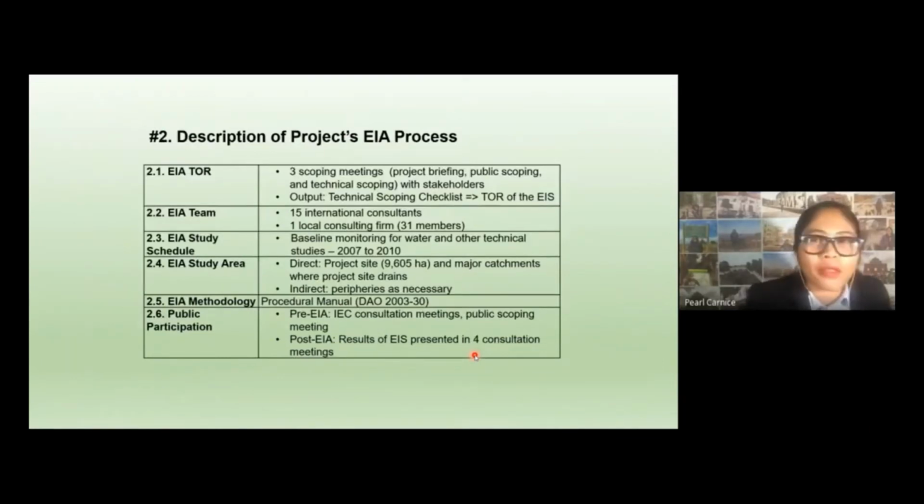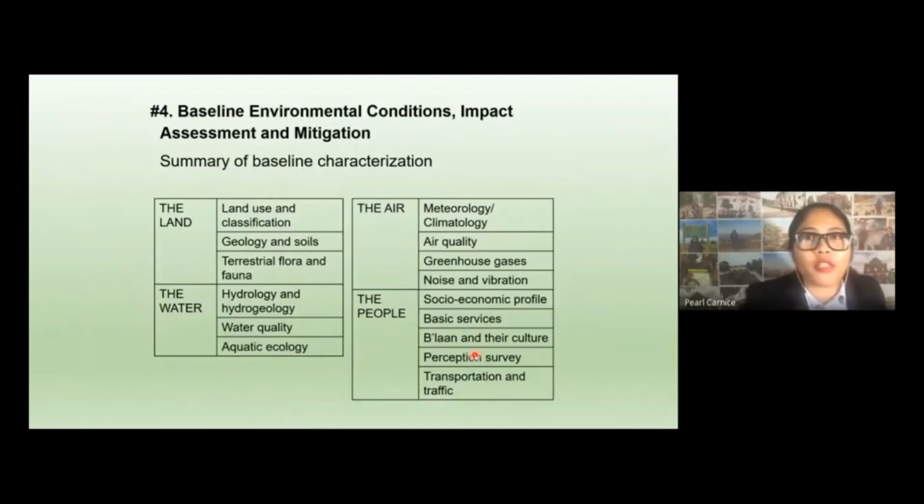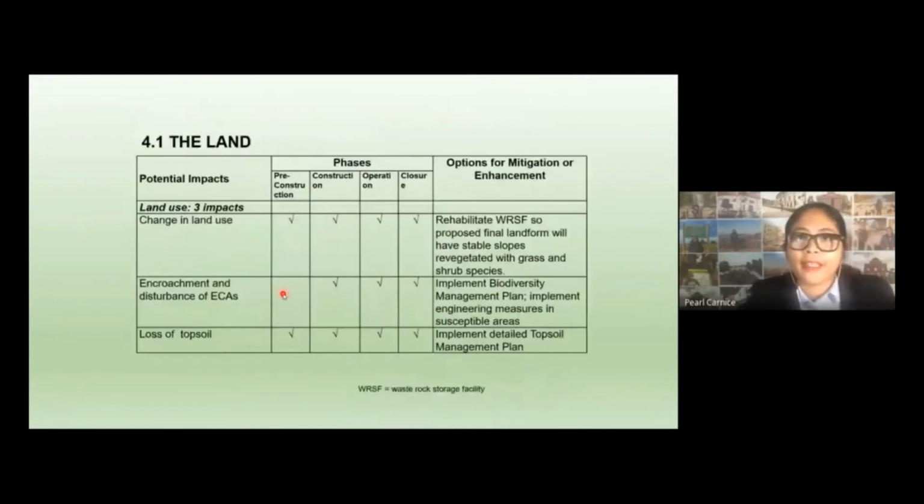Just to give you an example, this is their baseline information conditions impact assessment. They classified what parts of the ecosystem will be impacted by their project: the land, the water, the air, and the people. And this is the land. They have 3 impacts: change in land use, encroachment and disturbance of the ECAs, and loss of topsoil. And then they have the phases of pre-construction, construction, operation, and closure. And of course, they have options for mitigation or enhancement.